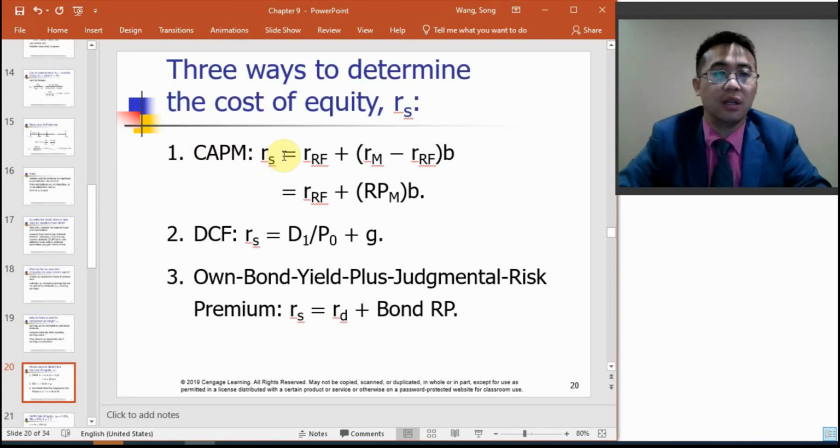As I mentioned, in this chapter, we're going to treat the investment return as a cost of capital to the firm. So the return to the stock is the cost of equity for the corporation.